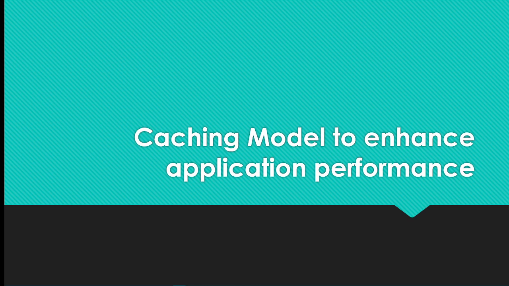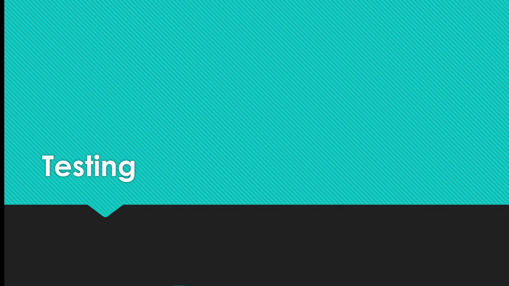Caching model to enhance application performance. Using a caching model to enhance the performance is beneficial because it cuts the overhead of rendering templates on the server. In order to do this, you could use Memcache or Redis to create a more robust caching system. So moving on to the missing features for testing.